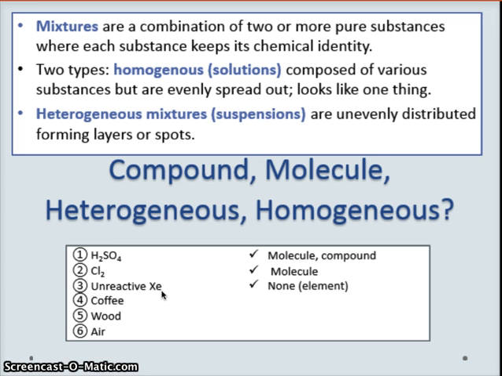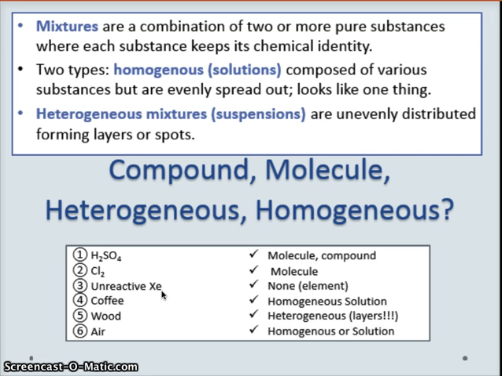It's just an element. Coffee has different components in it. It has caffeine, it has water, it has different substances. So it's considered a homogeneous mixture because it's all dissolved together to form one thing. Wood has different layers, so it's heterogeneous. And air is a ball of different gases, so it's considered homogeneous.